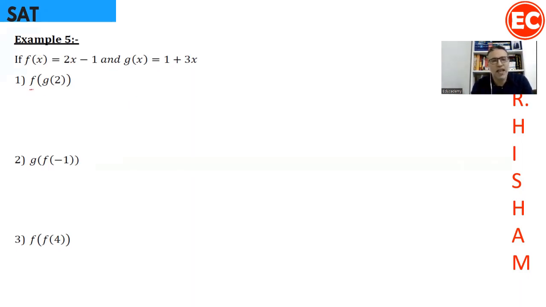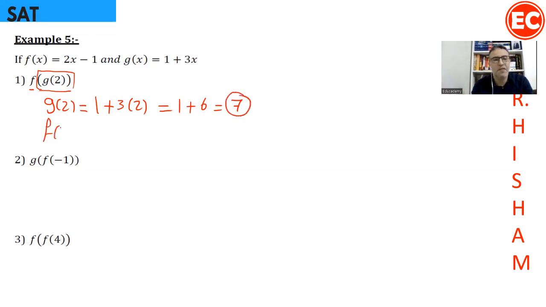What if I wanted to find f of g of 2? It means first I need to find the value of g of 2. So g of 2 is equal, replacing x with 2, to 1 plus 6, which is equal to 7. Then I'm going to take this 7 and find f of 7, which is 2 multiplied by 7 minus 1, which is equal to 13. Again, f of g of 2 means I want to find the value of g of 2, then I go back and replace it in f.